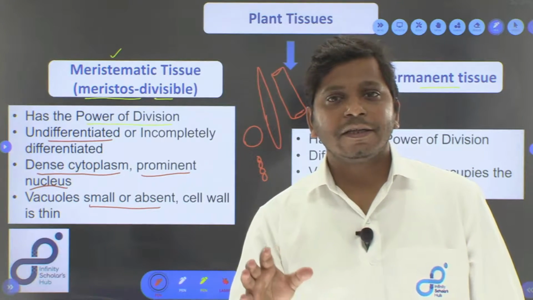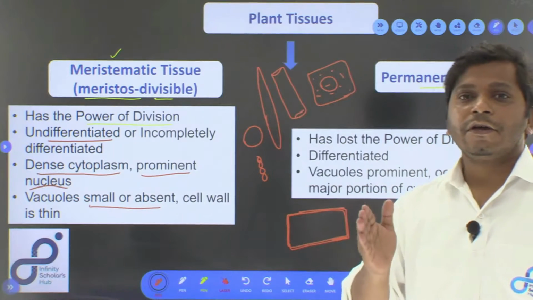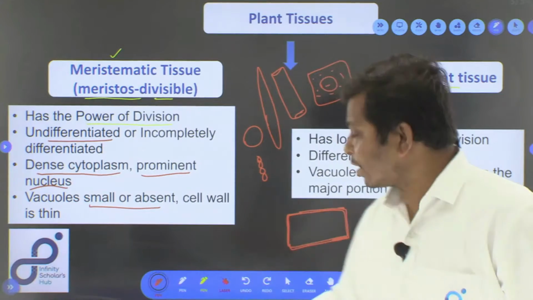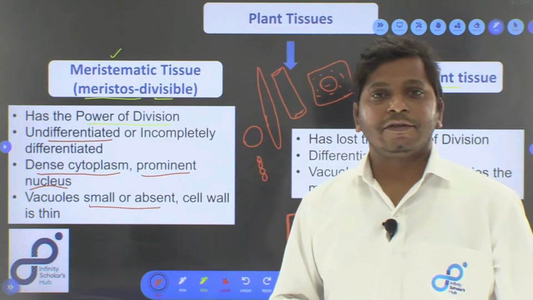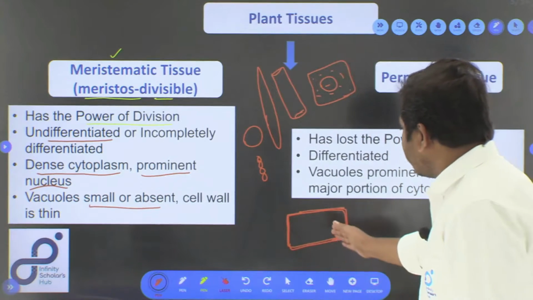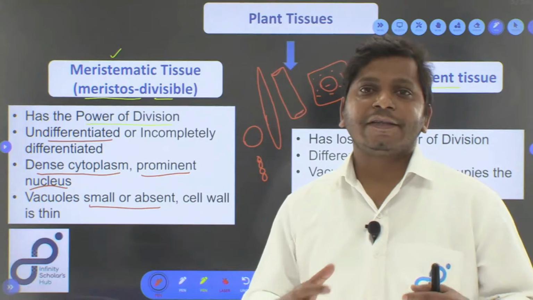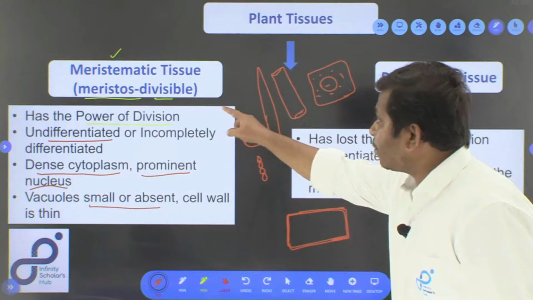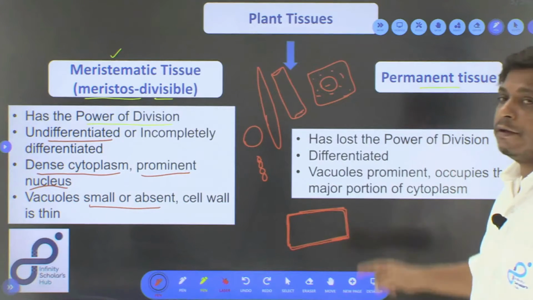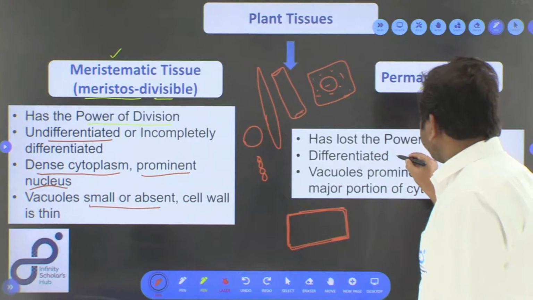So secondary thickening means the thickening that happens due to the secondary cell wall formation. The secondary cell wall is formed after the primary cell wall is developed. So these are the major structural changes that a cell has to undergo when it changes from a meristematic tissue to a permanent tissue. And the cell is differentiated.